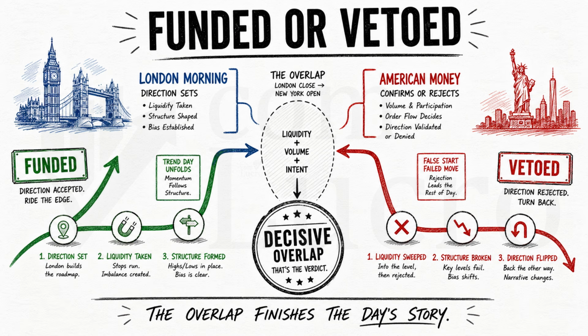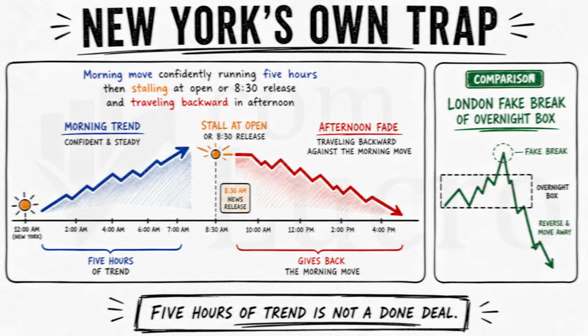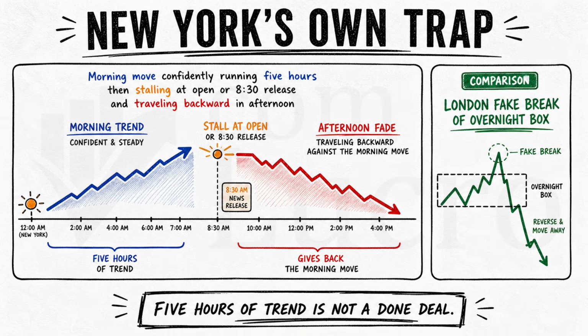London's first 2 hours decide the day's direction surprisingly often. We saw that last time. But the overlap is where that direction either gets funded or gets vetoed. When the American money agrees with the European morning, you get the clean trend days that end up in everyone's screenshots. And when it disagrees, you get the other famous pattern of this session. The morning move stalls at the open, or right on an 8:30 number, and spends the afternoon traveling backwards. That's the New York version of the trap we talked about in London.